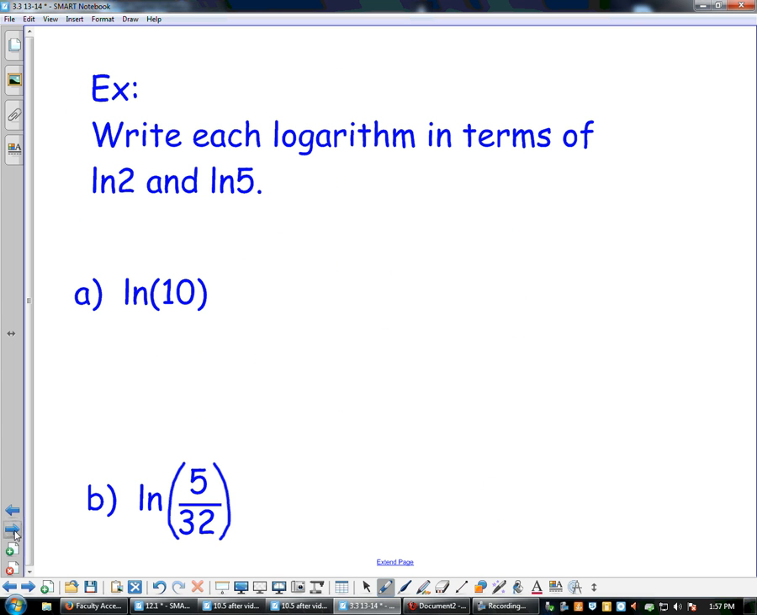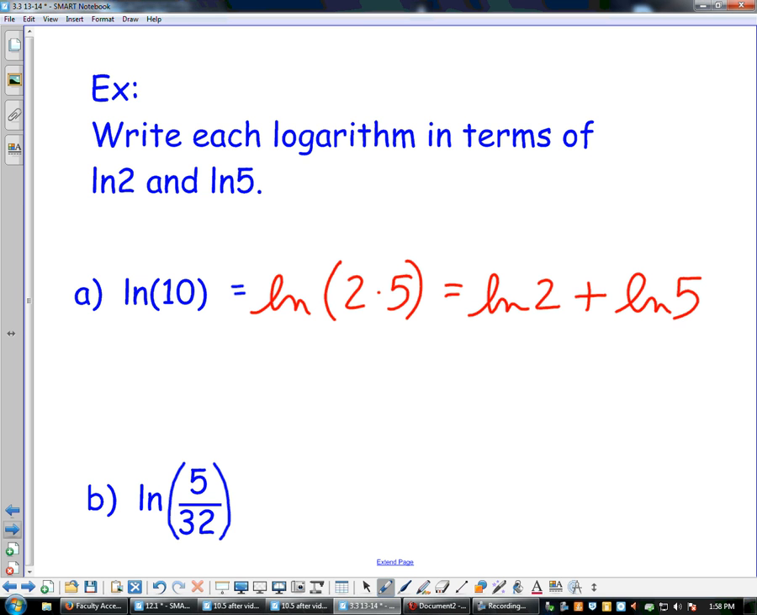All right, so let's take a look at this example. You're writing each logarithm in terms of ln of 2 and ln of 5. So in this case, you have ln of 10. Let's rewrite this in terms of ln of 2 and ln of 5. Well, we're going to do that by saying ln of 2 times 5, right? Because 2 times 5 is 10. And then using the product property, we can split this up and write it as ln of 2 plus ln of 5. And that's all you have to do for that problem.